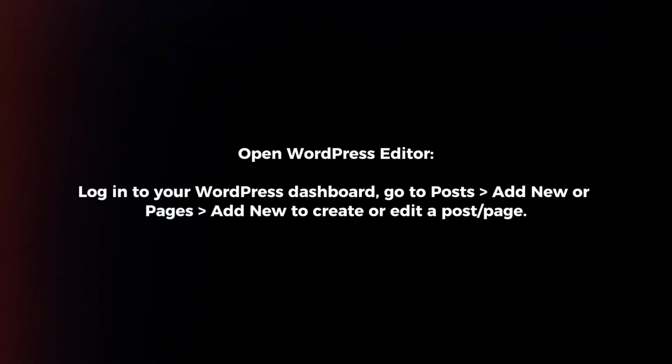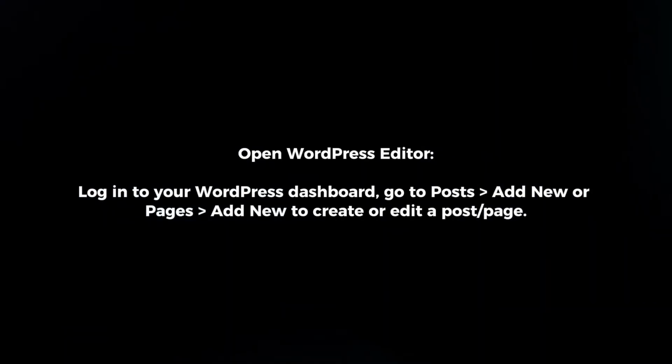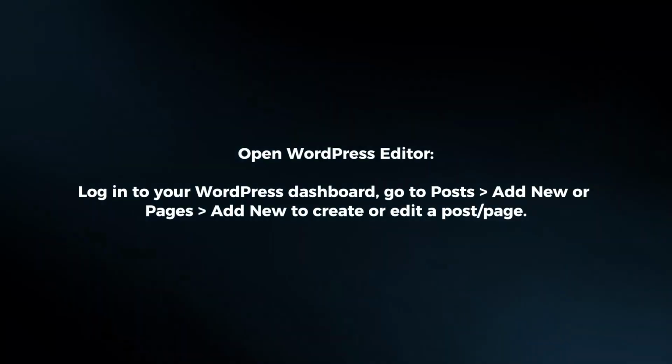Add the audio block. Open the WordPress editor. Log into your WordPress dashboard. Go to Posts or Pages. Click Add New to create or edit a post or page.